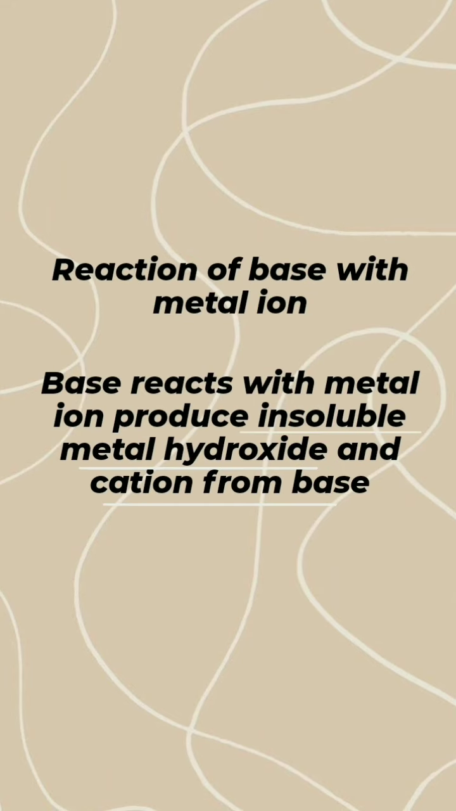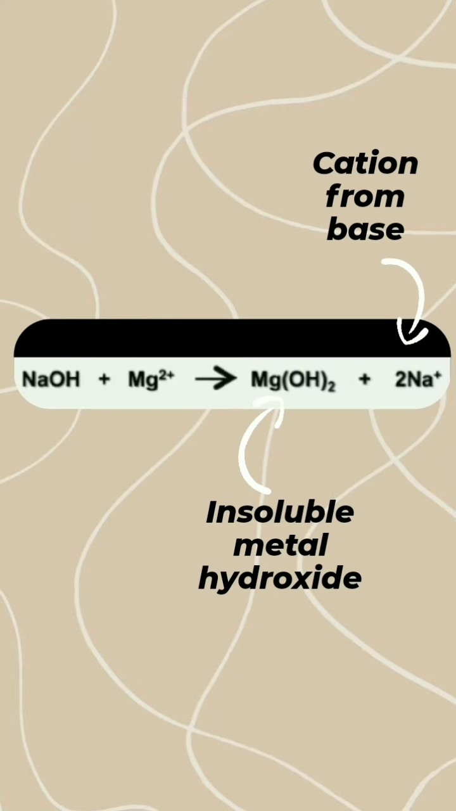For the last one, the reaction of base with metal ion. When base reacts with metal ion, it will produce insoluble metal hydroxide and cation from base. For example, the reaction between sodium hydroxide and magnesium ion.